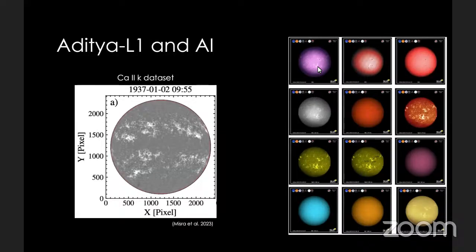This is the current state of affairs of the Kodaikanal calcium images. Again, calcium K line is found in the chromosphere, and we have reproduced it after lots of processing. This is the state of the art, calcium images taken in 1937. So now this is a calcium image from SUIT. So we are now looking at continuity.